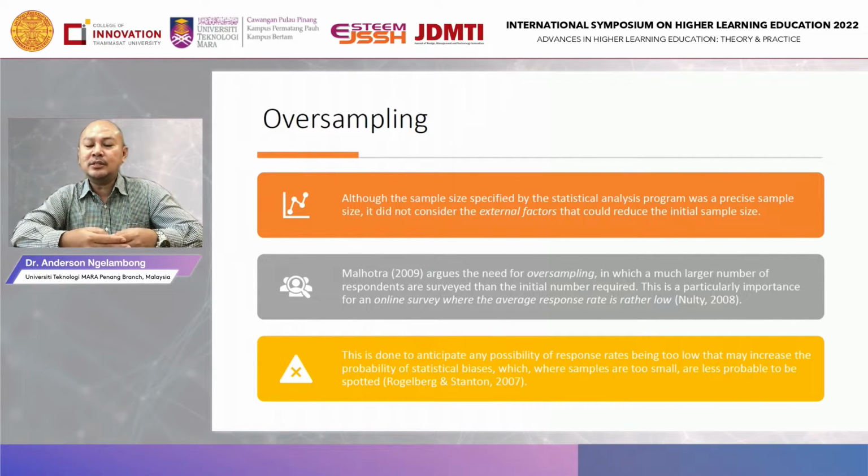So how is oversampling done? This is done to anticipate any possibility of the response rate being too low, which may increase the probability of statistical biases, where samples that are too small are less probable to spot a real effect. Maybe your hypothesis is significant, but because your sample size is quite small, it doesn't detect that significance level. So that's why it's important to have a good, accurate sample size for research.